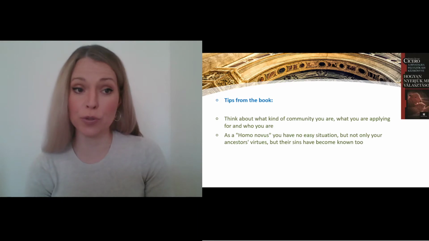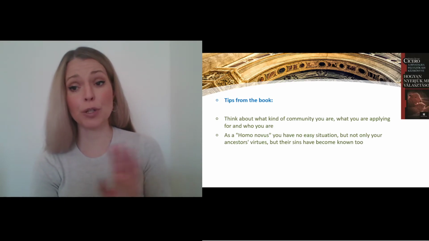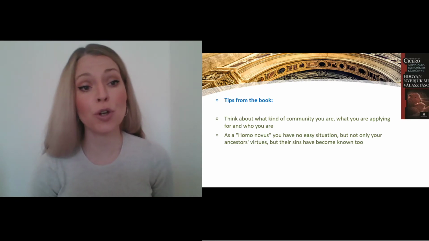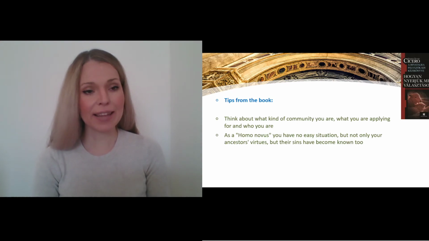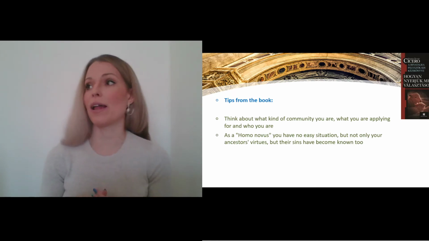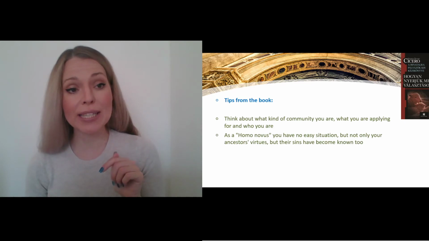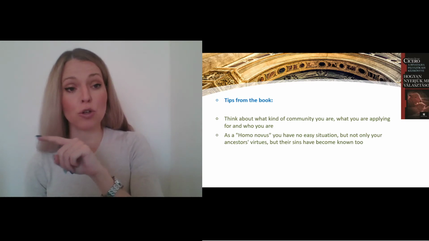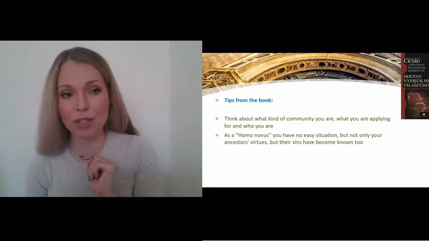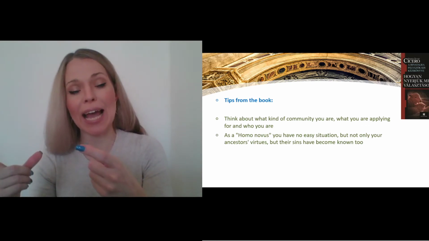As a homo novus, practically a new man, you have no easy situation, but not only your ancestors' virtues, but their sins have become known too. So he said that as a new man, you don't have a history and you cannot say to the public, oh, I have done this and that noble thing, so vote for me once again. But you can say that the person you're running against has got virtues, but has got a lot of sins as well. So practically, Quintus started giving tips and tricks to his brother on pointing out the weakness.